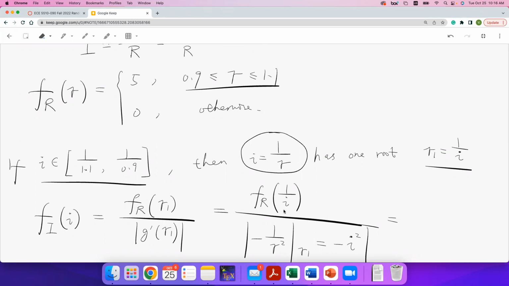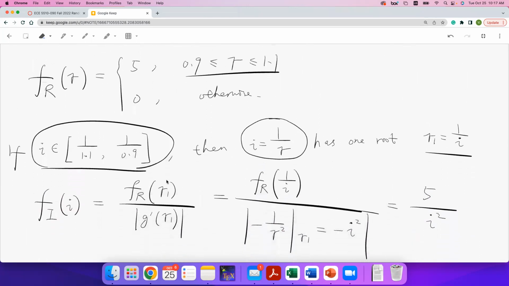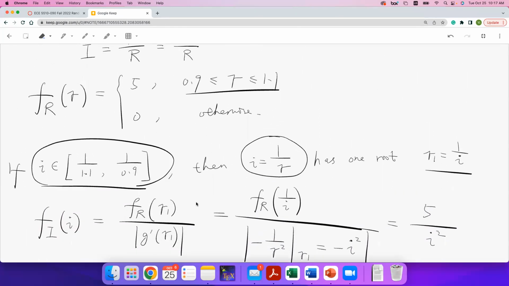And within this interval, where 1 over i is between 0.9 and 1.1, the density of the resistance is a constant 5. So it's 5 over i squared for i belonging to this interval. Otherwise, it is 0, because otherwise there's no density of the resistance. So it is basically 0.